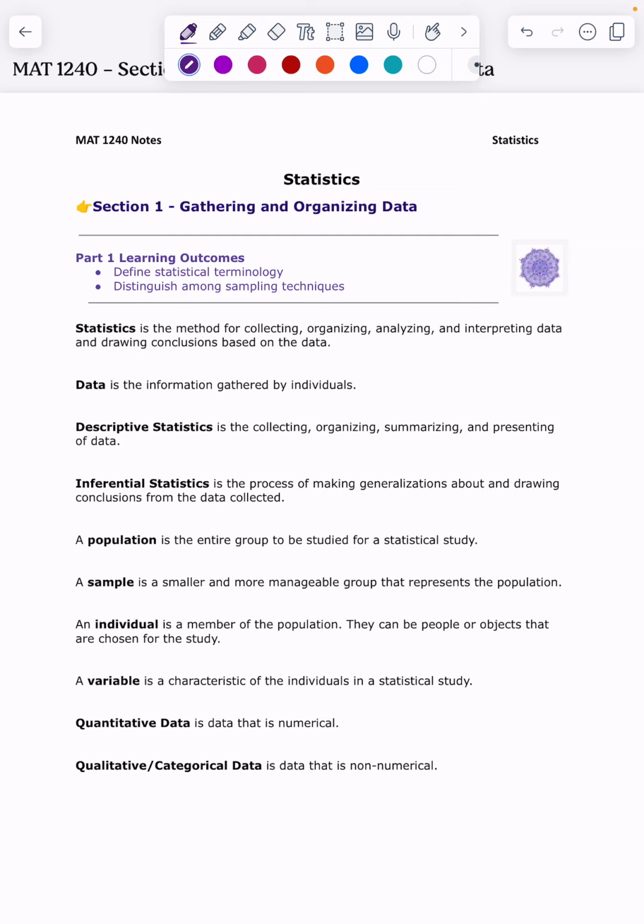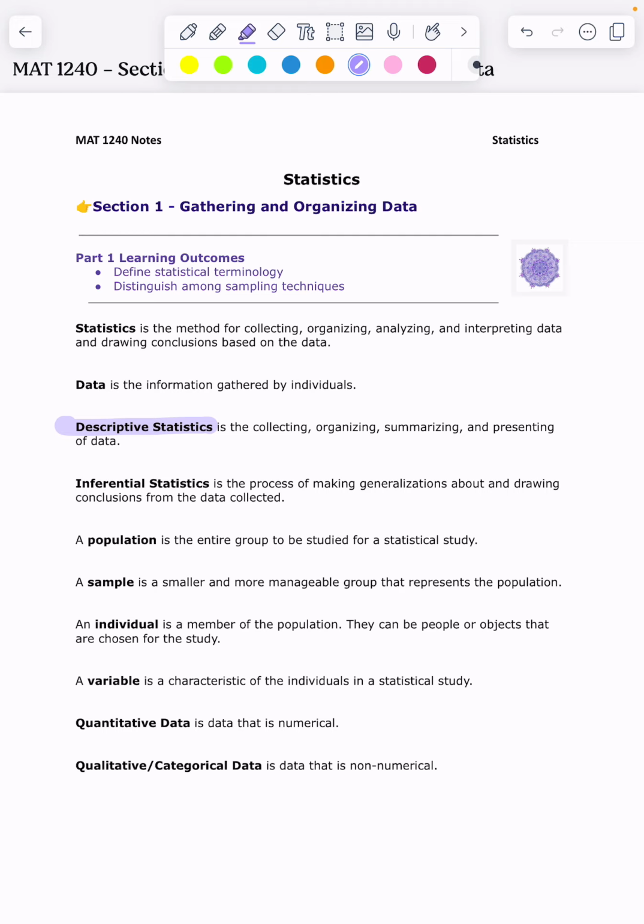Data is the information gathered by individuals. Descriptive statistics is the collecting, organizing, summarizing, and presenting of data. So that's primarily what we're going to focus on in this course. But if you enjoy statistics and you want more, then you would get into the inferential statistics, which is the process of making generalizations about and drawing conclusions from the data collected.